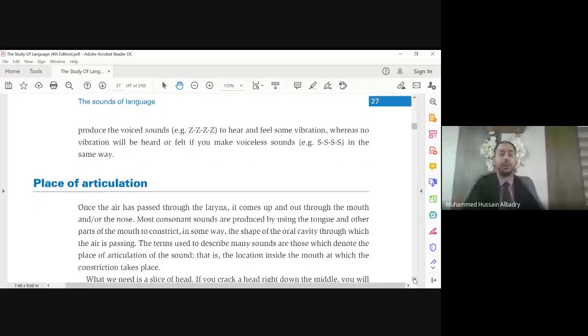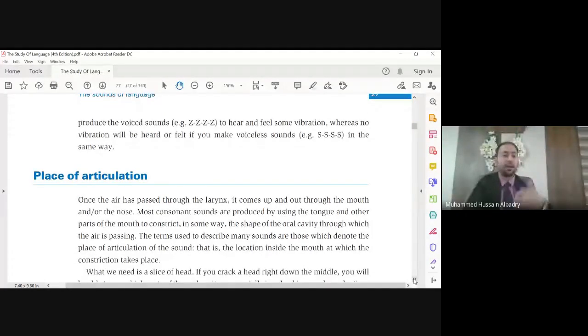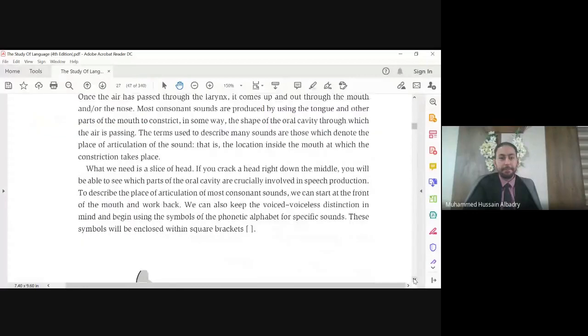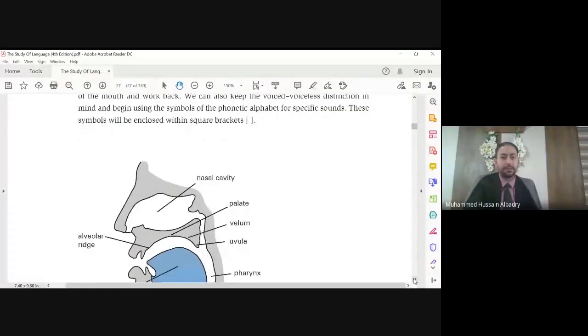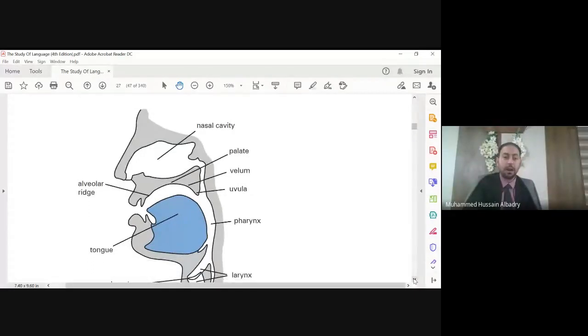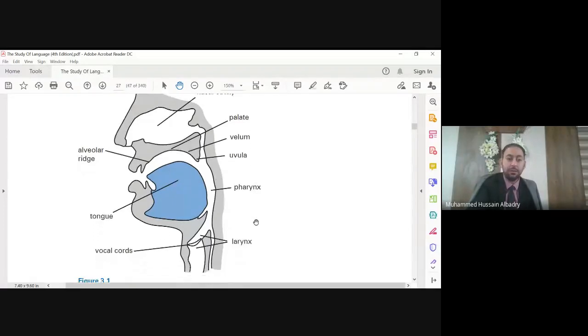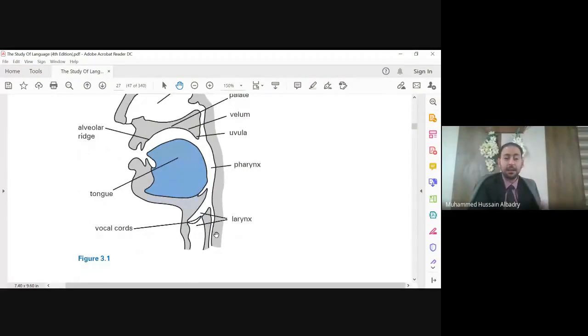And now we talk about the place of articulation. It is very easy. Place of articulation and manner of articulation for each sound. See? Alveolar, tongue, and you know the parts of the tongue. This is the nasal cavity, palate, velum, uvula, pharynx, larynx. These are the vocal cords. These are the human speech organs that we need to produce speech, to communicate, to use language.